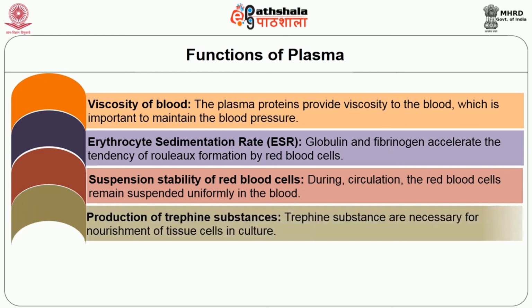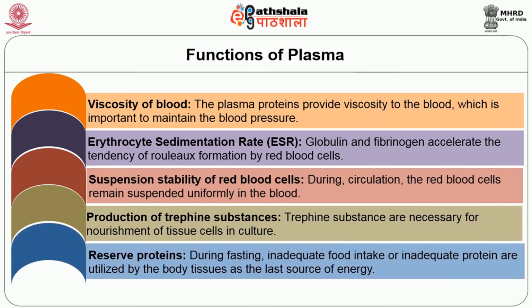Production of trephone substances. The trephone substances are necessary for the nourishment of the tissue cells in culture. These substances are produced by the leucocytes from the plasma proteins. Number 10 is a reserve protein. During fasting or inadequate food intake, plasma proteins are utilized by the body tissues as the last source of energy. Because of this, the plasma proteins are called the reserve proteins.